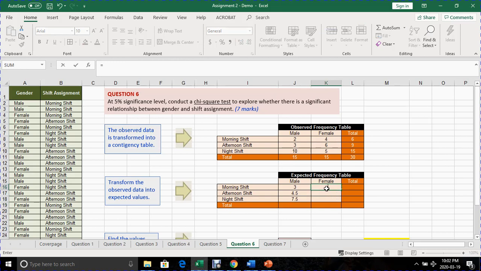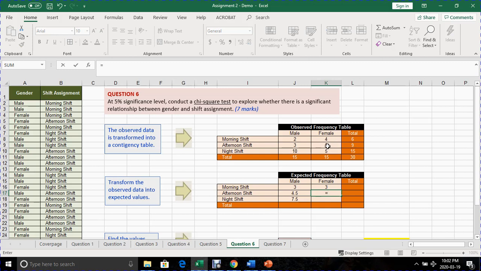For the female, 4, to convert the observed data of 4 to an expected value, again, the row total is 6 times the column total, which is 15, divided by the overall total, which is the total sample size, which is 30.